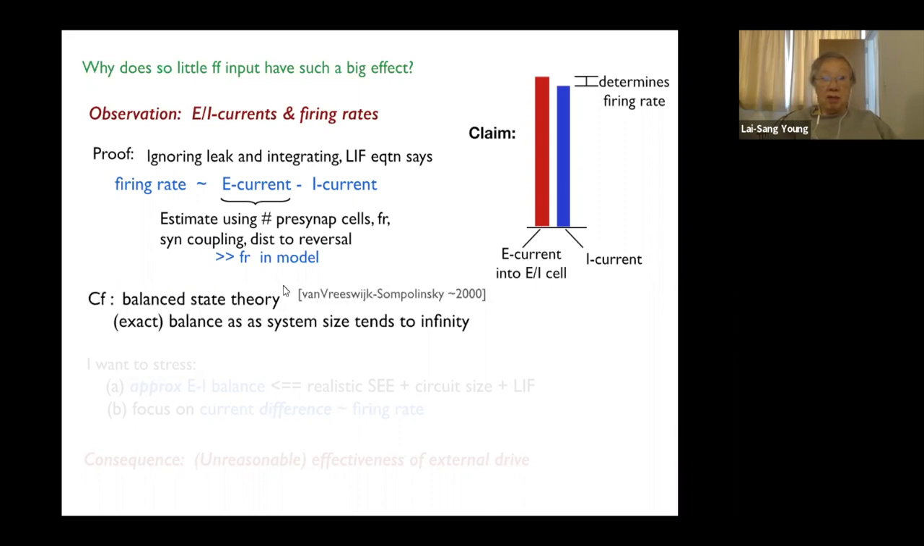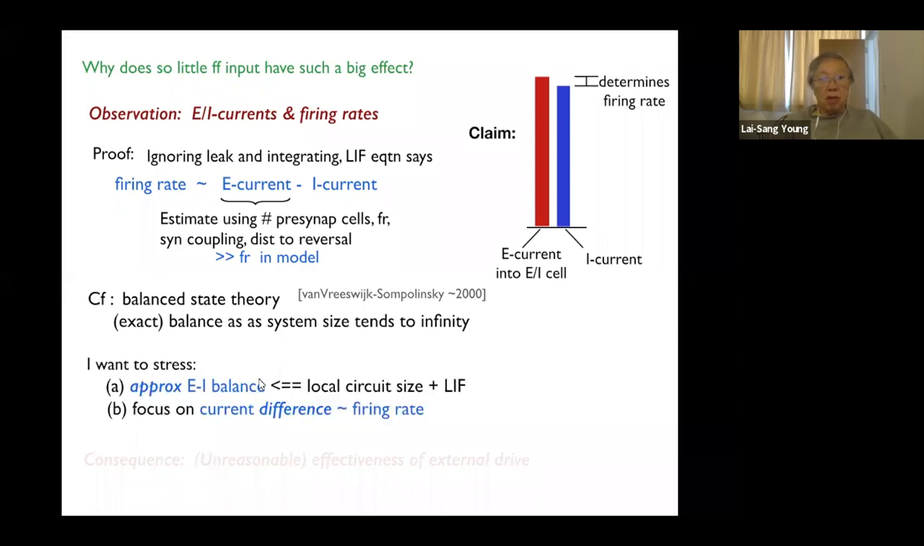So what I have just told you is nothing more than balanced state theory, following Van Vreeswijk and Sompolinsky. They focus on the idea of exact balance of E and I as system size goes to infinity. For that purpose, the theory is a little bit more complicated than that. But I want to stress that as long as I care about approximate E-I balance, and I don't care about it being exactly equal, the integrate and fire equation already tells you so, together with some reasonable circuit size. Two neurons won't work, but a few hundred is more than enough. Okay, so you have this approximate balance just from looking at this equation.